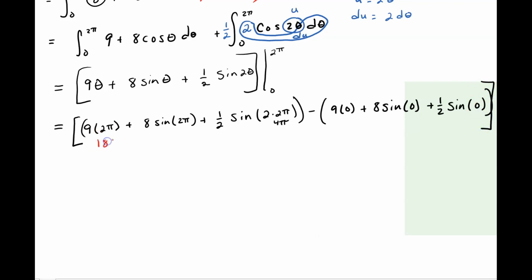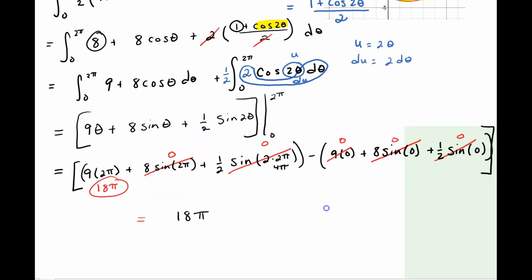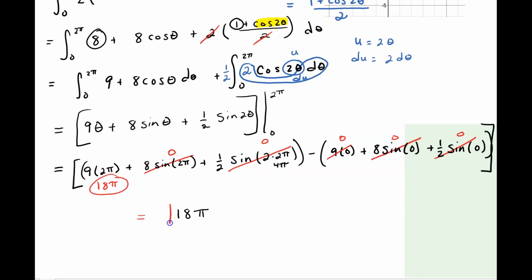This right here becomes an 18 pi. The sine of 2 pi here is just 0, so 8 times 0 is 0. The sine of the 4 pi there is 0, so that gets rid of itself, it's 0. This right here is 0. Sine of 0 is also 0, so that's really nice. And again, sine of 0 is 0. So we are left with this right here. Our area of that oval limestone is just 18 pi units.